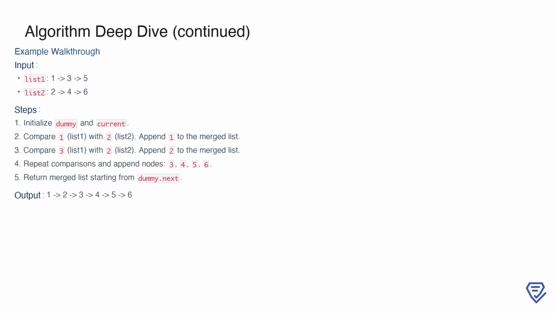We continue this process, comparing and appending nodes in sorted order: 3, 4, 5, and finally 6. Once all nodes are processed, the merged list is complete. The final result is a single sorted list, 1-2-3-4-5-6, which we return starting from dummy.next.